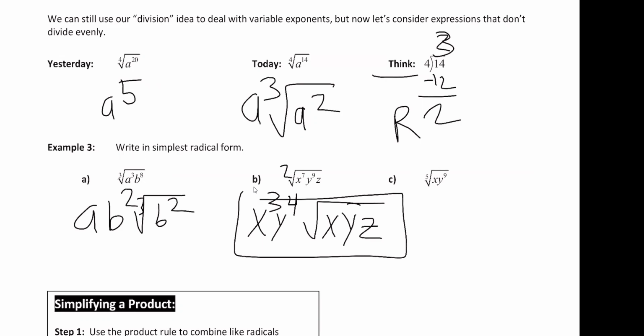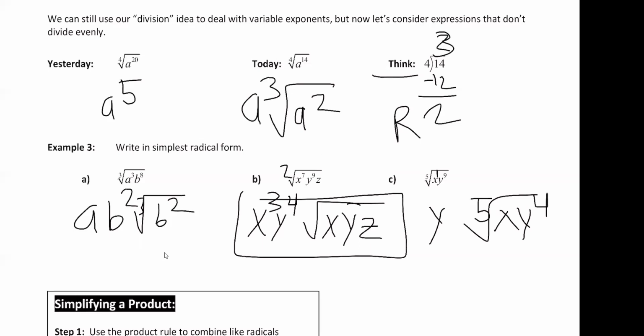For part C, remember, that's just 1 x, so you can't make a group of 5 out of 1, so that x stays underneath. For the y, you can make 1 group of 5, but then you would have 4 underneath still.